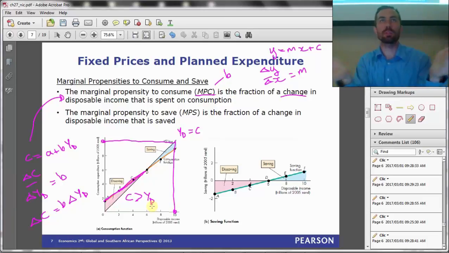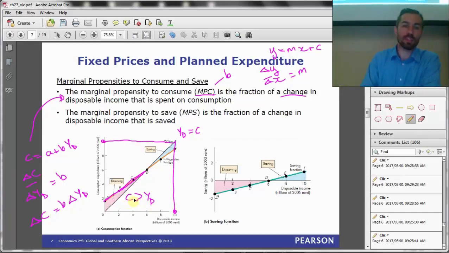Mathematically, are you happy that this is all relatively straightforward? If C is greater than income, if consumption is more than what we are earning, what must be happening to our savings? Our savings must be negative. In other words, our savings function must lie below 0, until we reach the point where consumption equals disposable income. At that point, what is our savings going to be? 0.